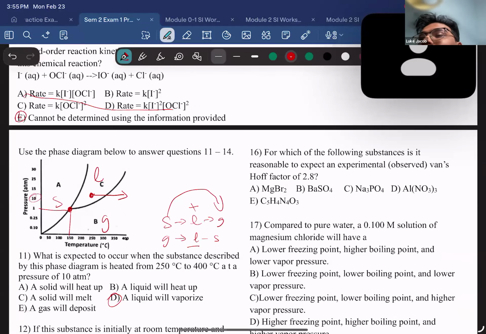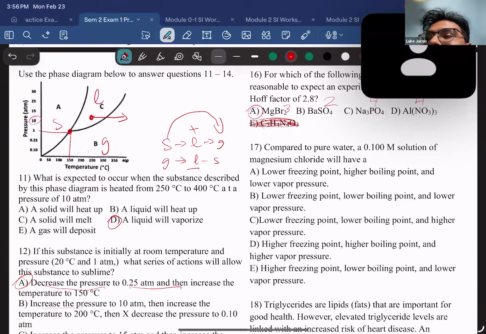Okay. For 16, for which of the following substances is it reasonable to expect an experimentally observed van 't Hoff factor of 2.8? That means we would have to have an ionic compound here that has around 3. E does not make sense, it's a non-electrolyte. This is 4, this is 4, this is 2, and then this is 3. So I would say A would make the most sense. Okay, let's move on.